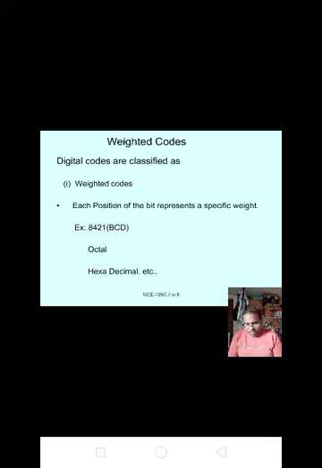Digital codes are classified into two types: weighted codes and unweighted codes. Weighted codes, please make a note of it, is also important. Weighted code means each position of the bit represents a specific weight. Write in your notebook. Examples: 8421 code and BCD code, next octal, next hexadecimal. This is nothing but the weighted code.